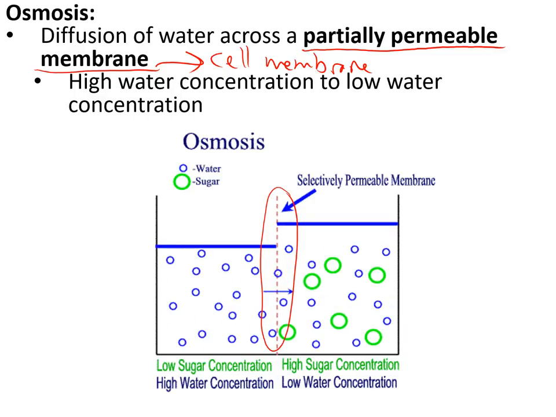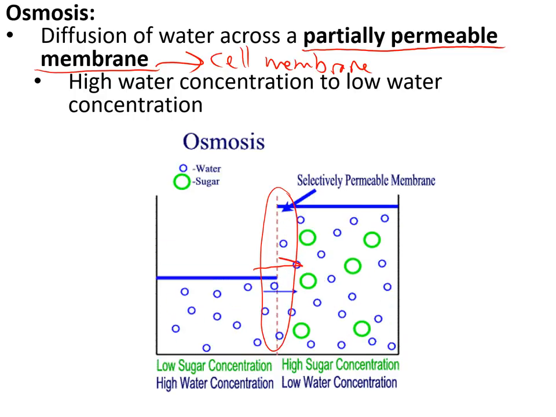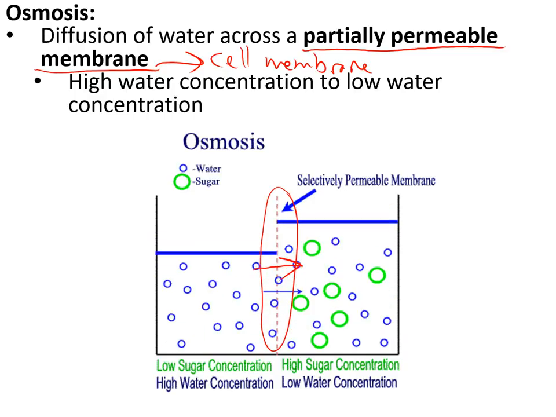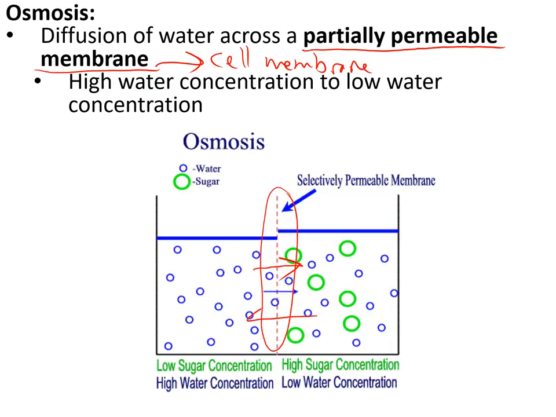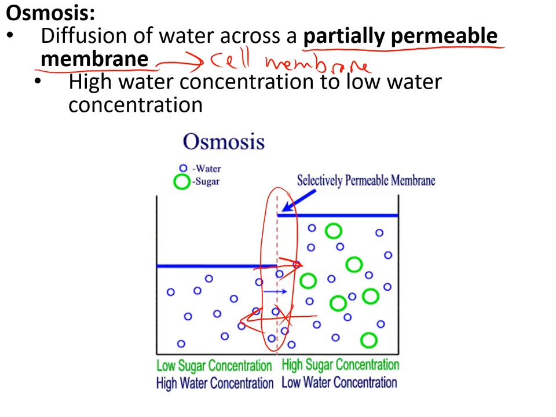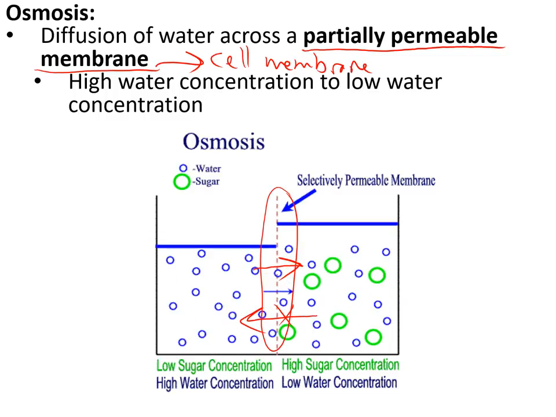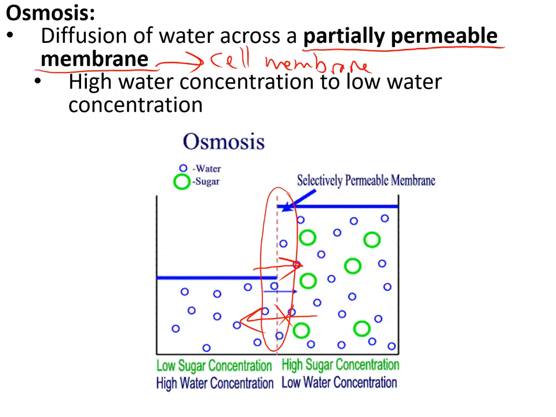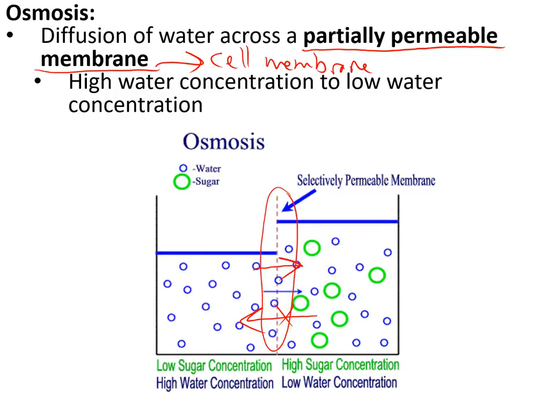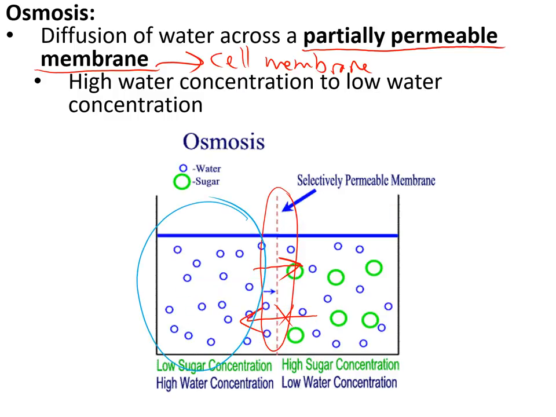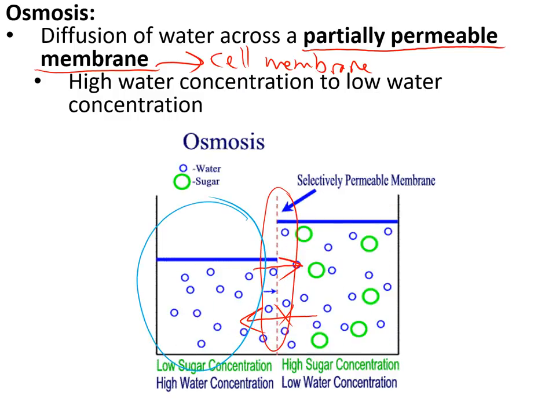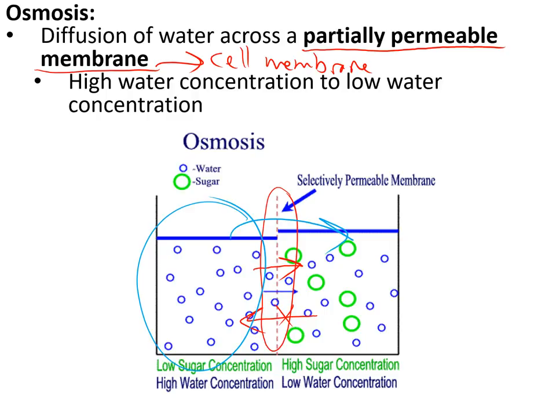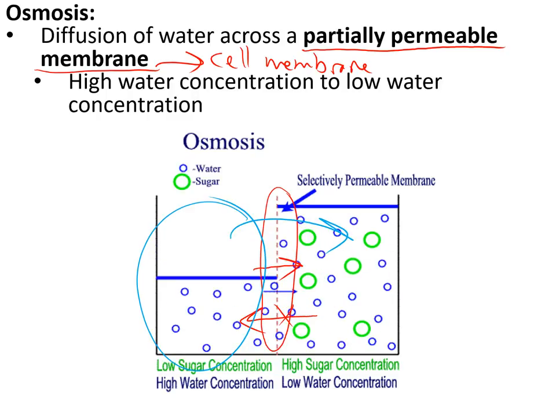So in this example, water can pass through, that's the blue particles, but these green particles of sugar cannot pass through. So what happens is water diffuses, in this case, from the left-hand side, where there is a high concentration of water, to the right-hand side, where there is a low concentration of water.